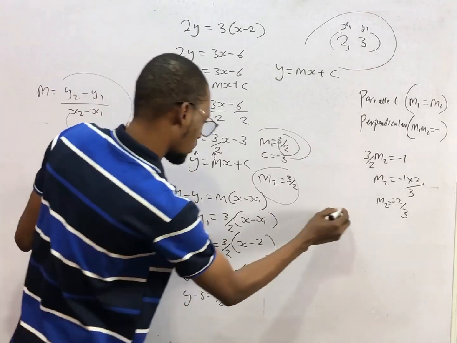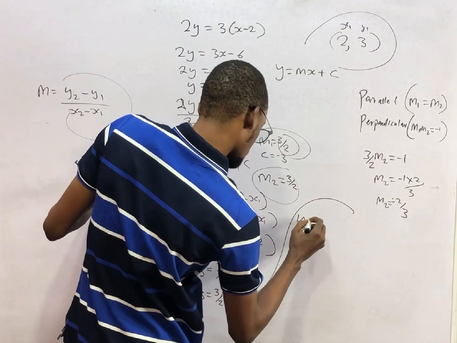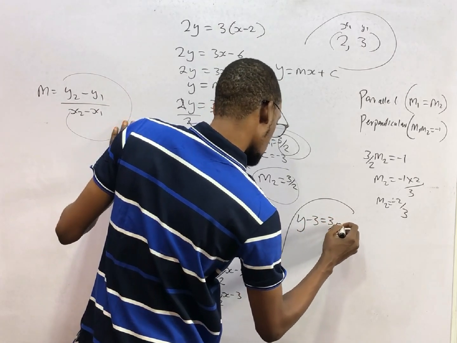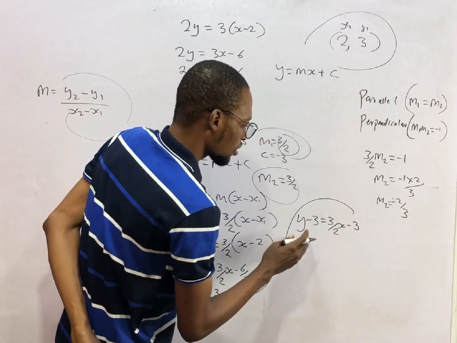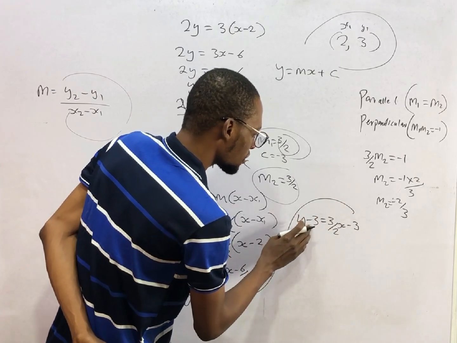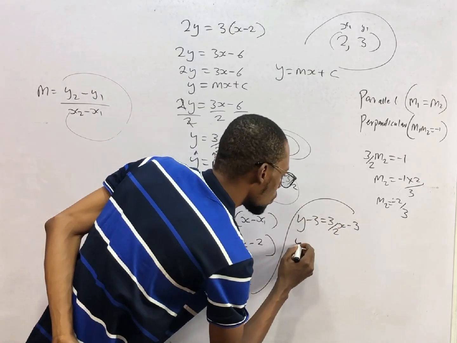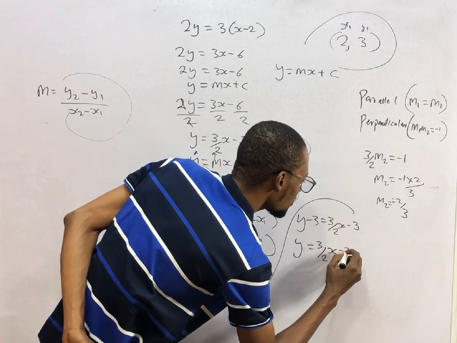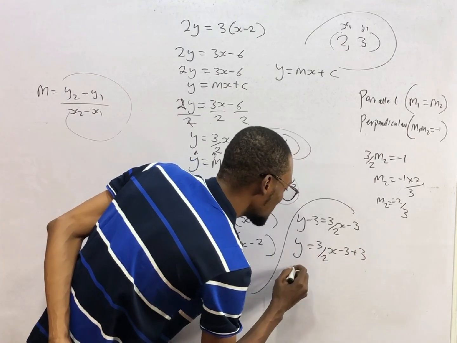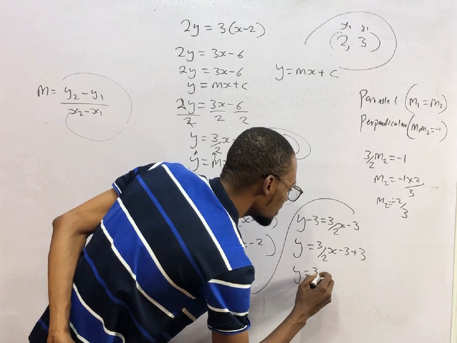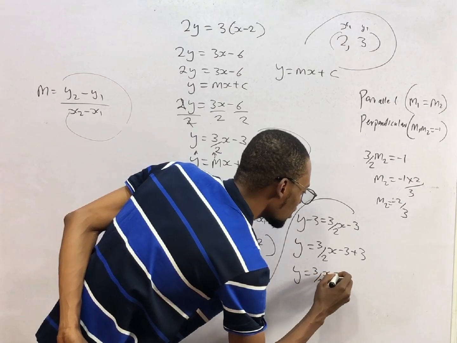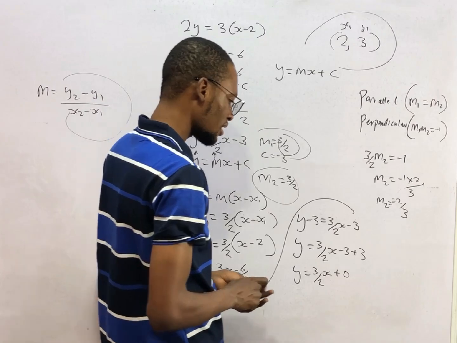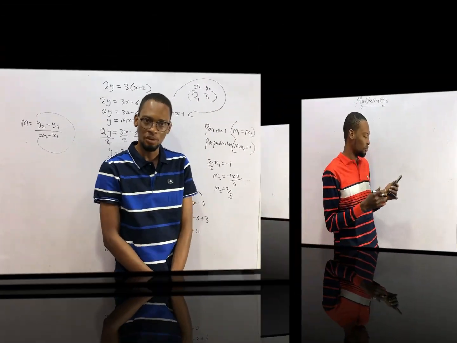So look at something. If y minus 3 is equals 3 over 2x minus 3, taking 3 to the other side, y is simply 3 over 2x minus 3 plus 3. This is simply y is equals 3 over 2x plus 0. So y is 3 over 2x is simply the equation of line.